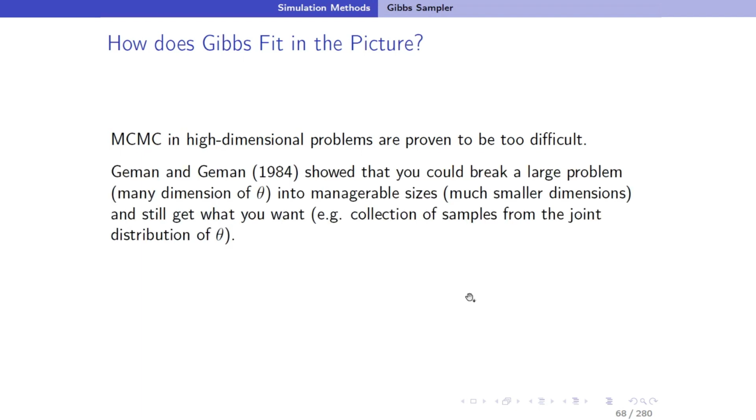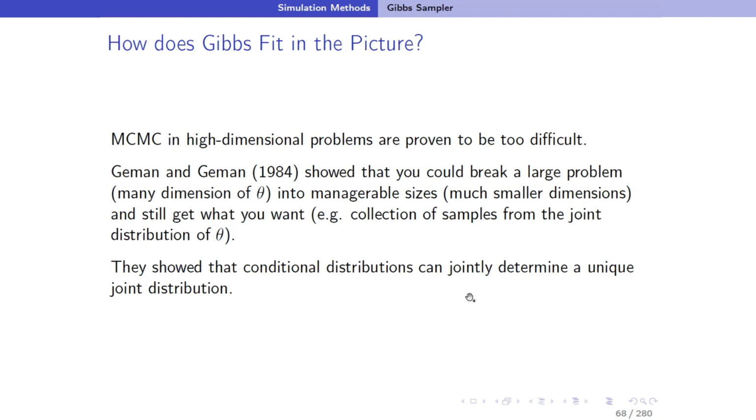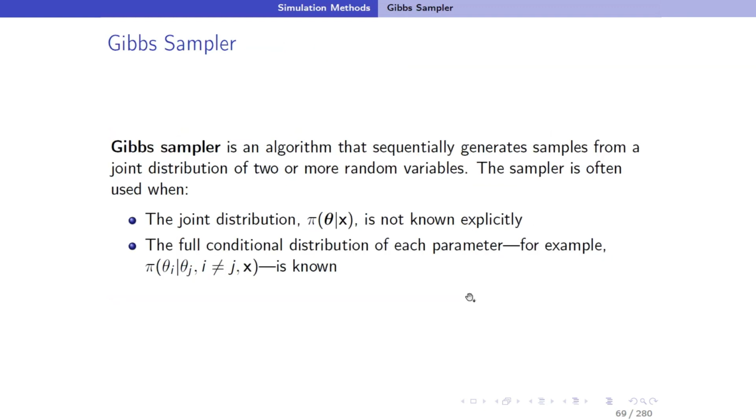Gibbs comes into the picture because MCMC in high-dimensional problems is too difficult. Geman and Geman's paper in 1984 showed that you can break a larger problem into smaller problems of much smaller dimension, and you can still get what you want: a collection of samples from the joint distribution. They also showed that the conditional distributions can jointly determine a unique distribution. So everything worked out. It's actually very good.